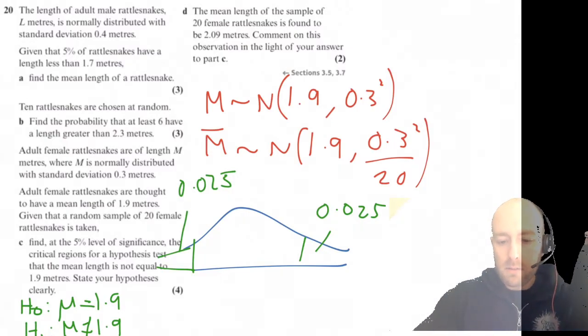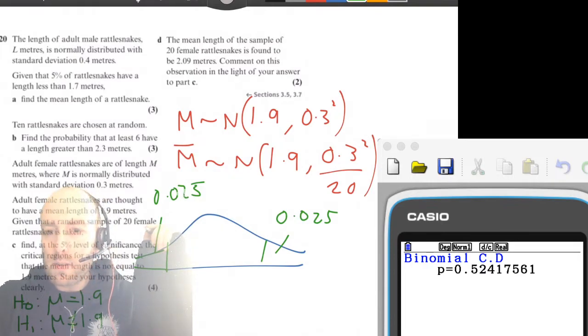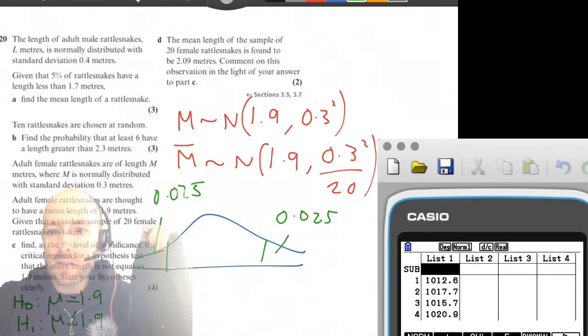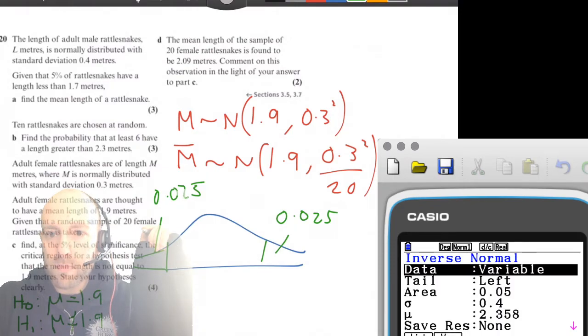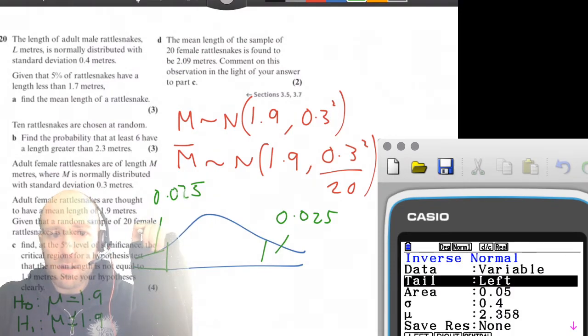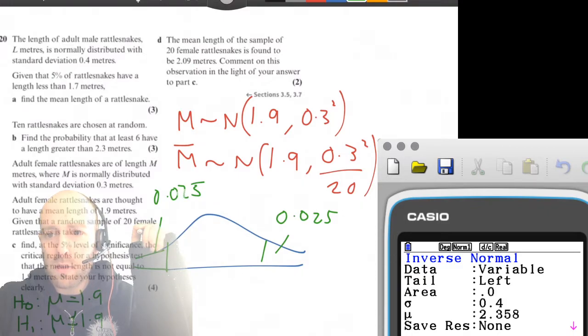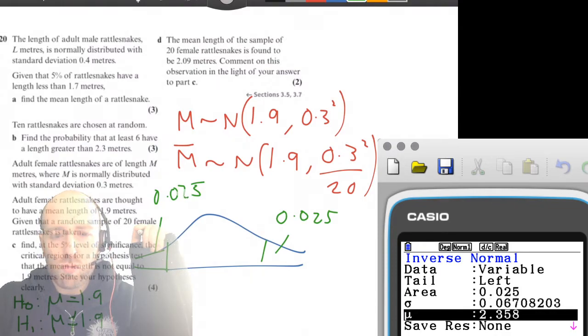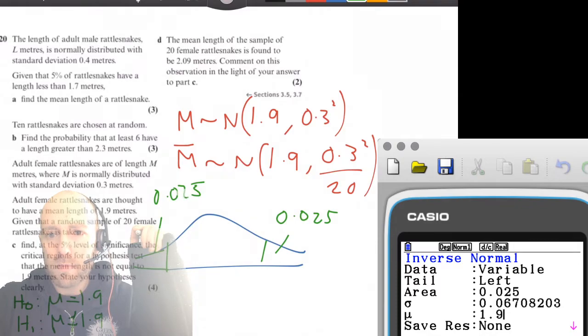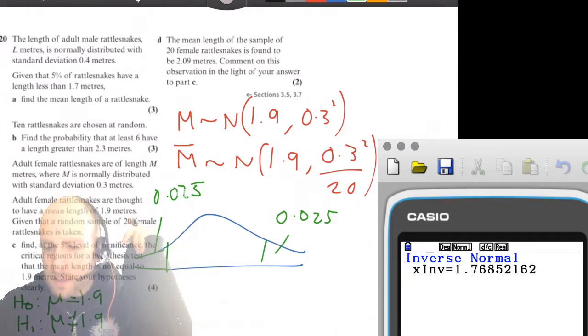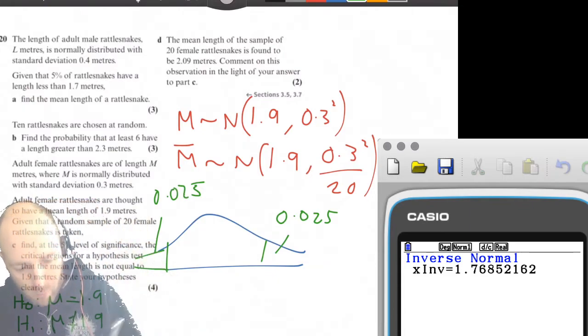Okay, so get the calculator out. And we are doing inverse again, so inverse normal. Let's start with the left, so 0.025, sigma 0.3 over square root of 20, and mu is 1.9. So the lower one, 1.769.